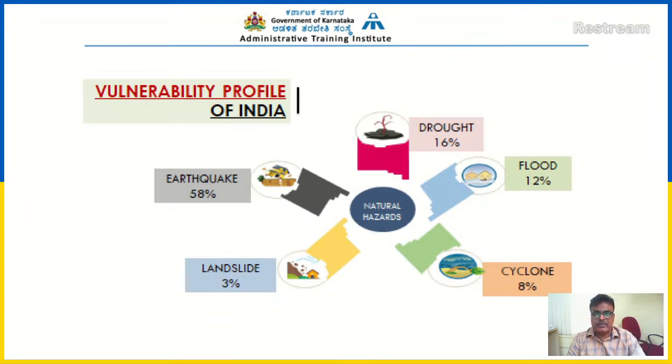So that is why I am saying that 58% area vulnerable to earthquake means that the entire 58% area is classified into four zones. Like that, landslide also, drought also, flood also, cyclone also. They are all classified into different zones: very high risk, high risk, moderate, medium risk, and low risk. Let us move to the next one.